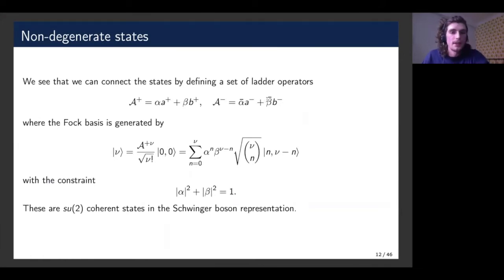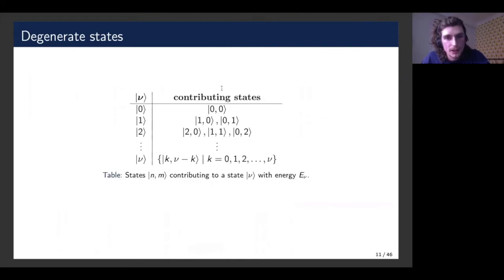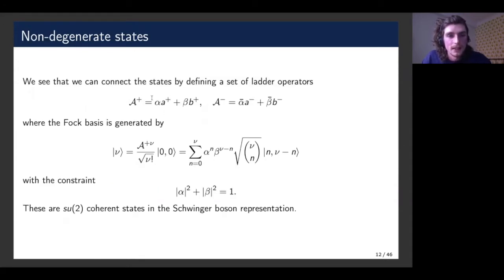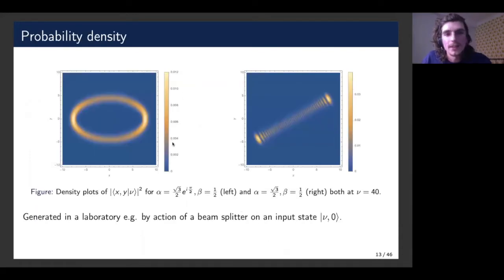And so to actually connect these states, we want to construct an operator which takes us down this set of states. We can do this by observation, just by noticing that if we define some operator as a linear combination of A plus and B plus, this correctly picks out the states that we want. And we can define A minus as its Hermitian conjugate. And then we can generate a set of states by acting on the ground state nu times, and then we normalize with this nu factorial term, and then we recover precisely the SU(2) coherent states in the Schwinger boson representation, where we also introduce this normalization here. And these are well-known coherent states in the literature, and their probability densities correspond to ellipses.